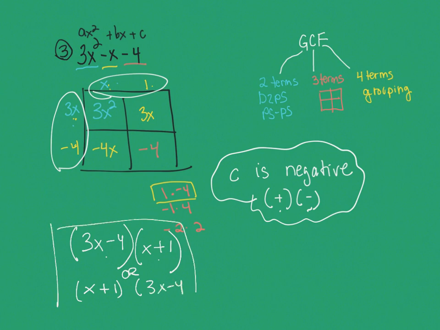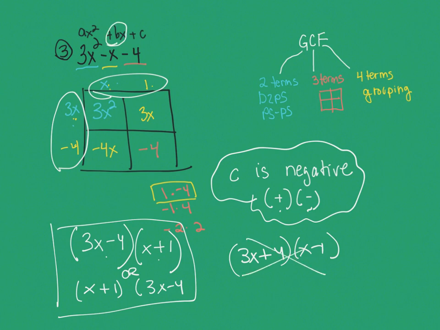Those are equivalent. What we cannot have is 3x plus 4 and x minus 1. Those would produce a different middle term and would not be the correct answer. Okay, so the order of these over here doesn't matter, but the sign and the number, it does matter. The 3x must be with the minus 4, the x must be with the plus 1.